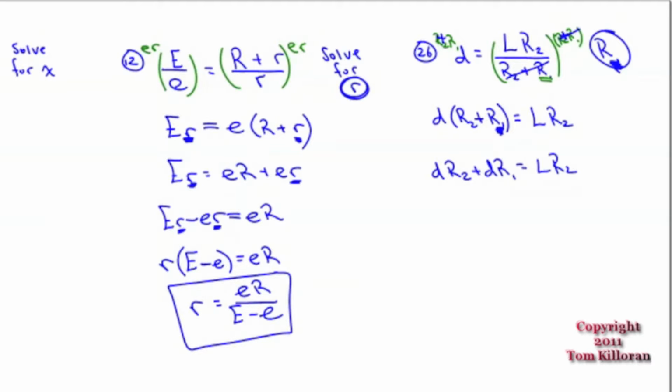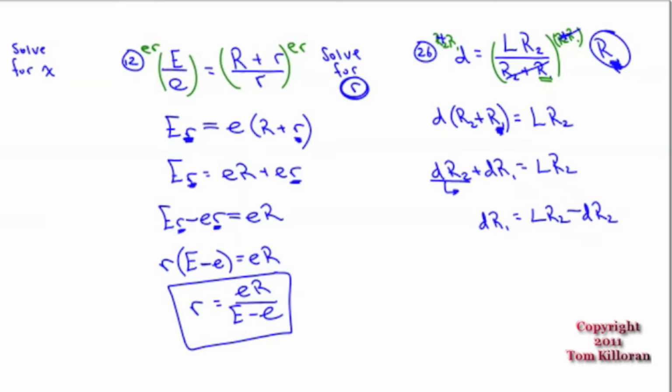Now what? Subtract out the DR2, right? So move this piece to the other side, and we're going to get DR1 is equal to LR2 minus DR2. Now, if you want, you can factor out the R2s, but you don't need to, because that's not what you're trying to solve for. You're trying to solve for R1.